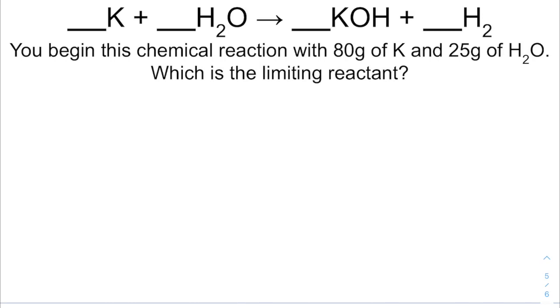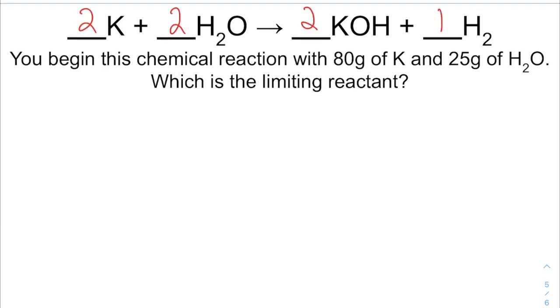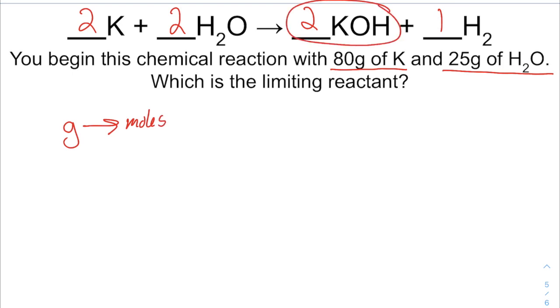Let's go ahead and do one more limiting reactant example. For this one here, first thing you need to do is actually balance your chemical reaction. So go ahead and do that. We begin this chemical reaction with 80 grams of potassium and 25 grams of H2O, which is the limiting reactant? For this question, we want to figure out if potassium or water is the limiting reactant. So for both of these, we are going to go from grams to moles of one of the products. I'm going to go ahead and choose KOH, but you could also do it with H2 and get the same exact result, just different numbers.